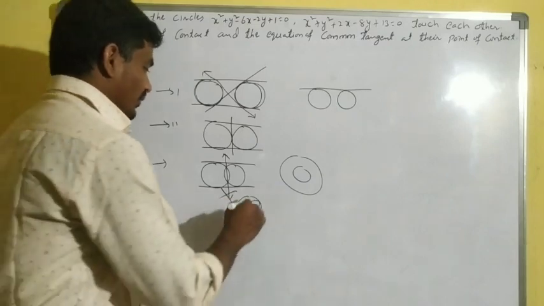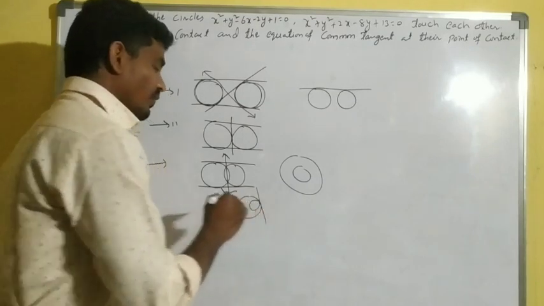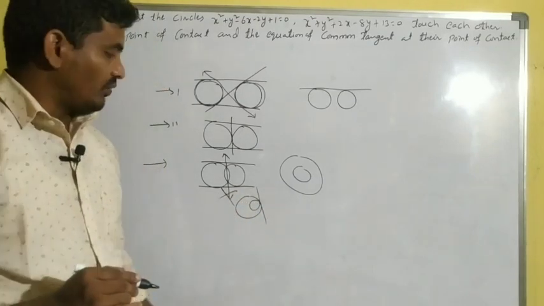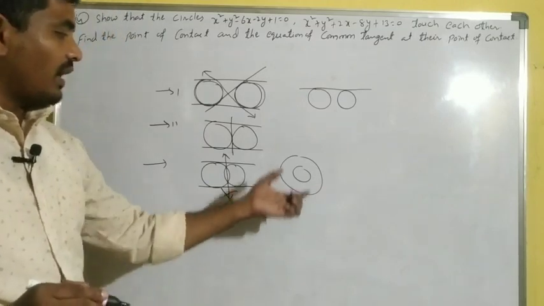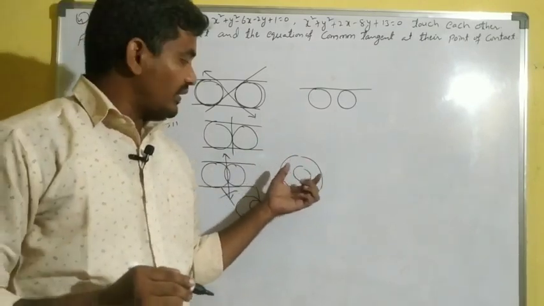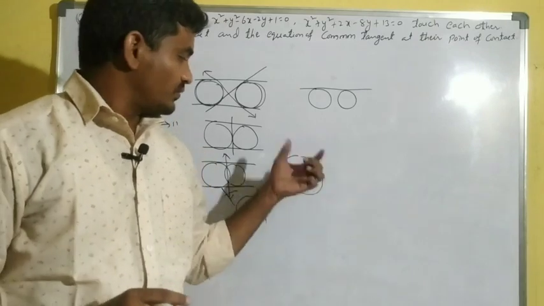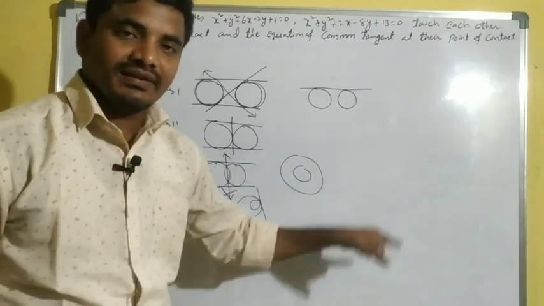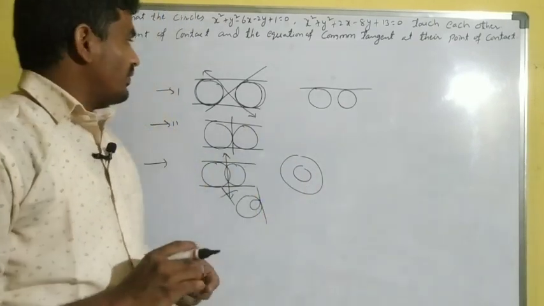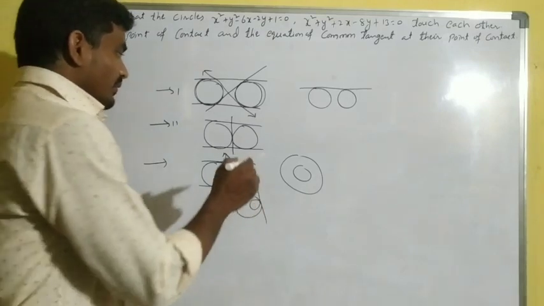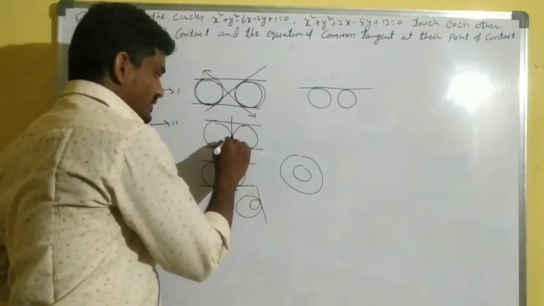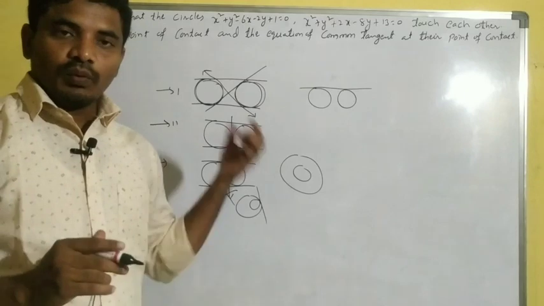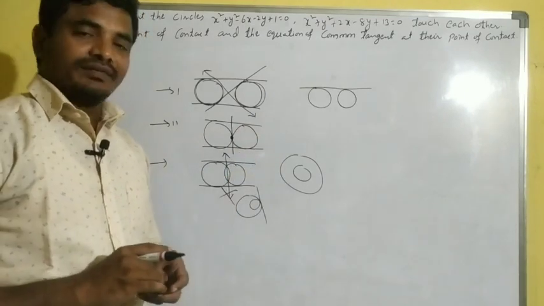And here we have only one common tangent. We cannot draw transitive tangents here, and we cannot get any tangents for these two circles when one circle is inside the other circle. And when two circles are touching, we call that point the point of contact.